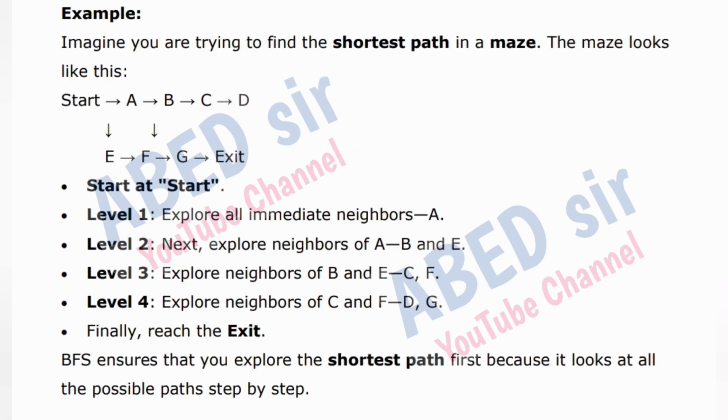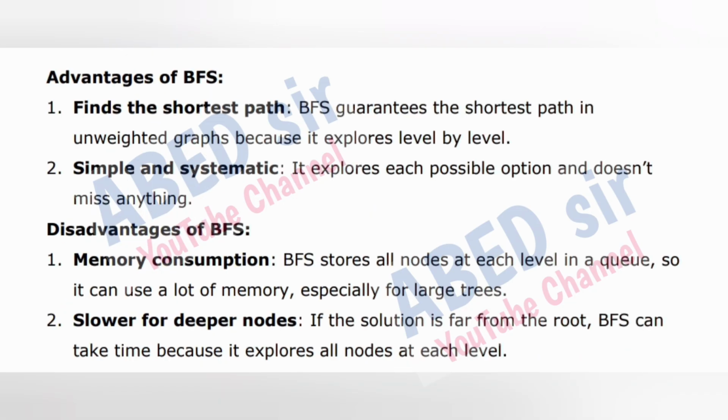BFS ensures that you explore the shortest path first because it looks at all the possible paths step by step. Advantages of BFS. 1. Finds the shortest path. BFS guarantees the shortest path in unweighted graphs because it explores level by level. 2. Simple and systematic. It explores each possible option and doesn't miss anything. Disadvantages of BFS. 1. Memory consumption. BFS stores all nodes at each level in a queue, so it can use a lot of memory, especially for large trees.